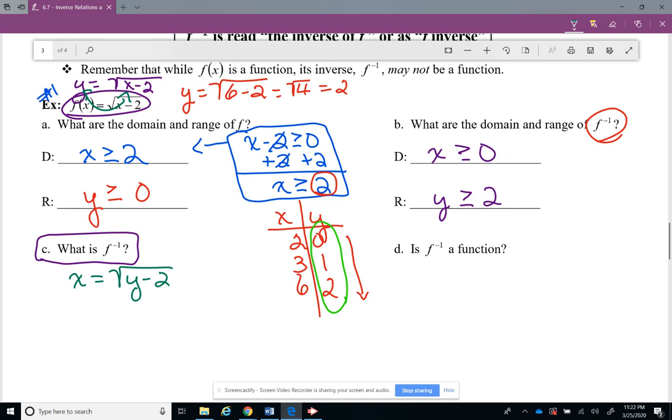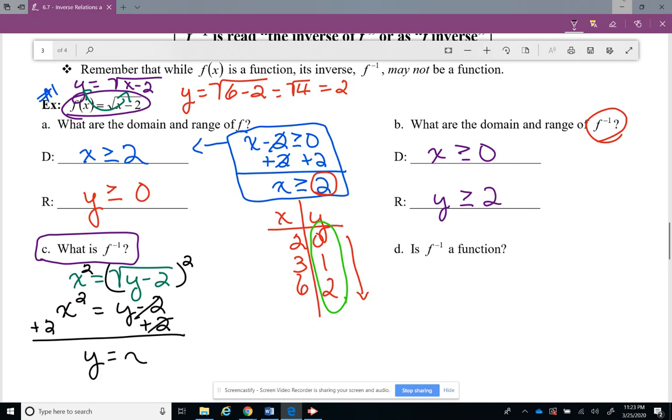Well, what's the opposite of square rooting something? That's going to be squaring something. So we're going to square both sides, because whatever you do to one side, you have to do to the other. Now, why am I squaring it? Because I cannot get the y out of the radical unless I square it. So I have x squared equals y minus 2. Okay, I almost have y by itself. This is good. I'm going to add 2 to both sides. These cancel out. I have y equals x squared plus 2.